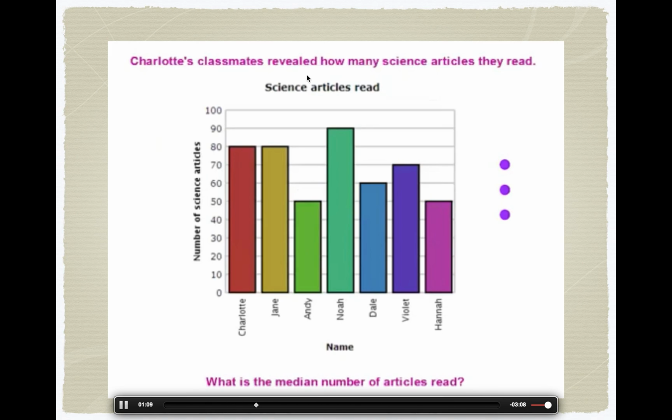Now, Charlotte's classmates reveal how many science articles they read. What is the median number of articles read? So again, the first thing we're gonna do is write all the values. So 80, 80, 50, 90, 60, 70, 50. Now the next step is we need to arrange these from lowest to highest. So 50, 50, 60, 70, 80, 80, 90. Now, to find the median we need to find the middle number. So in this case, it's 70. Median number, 70.